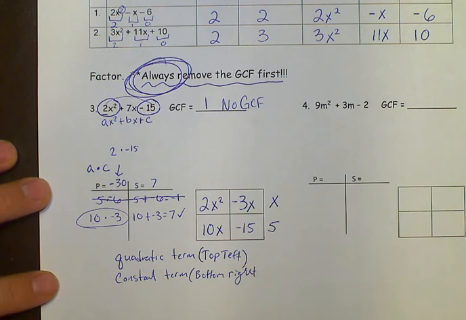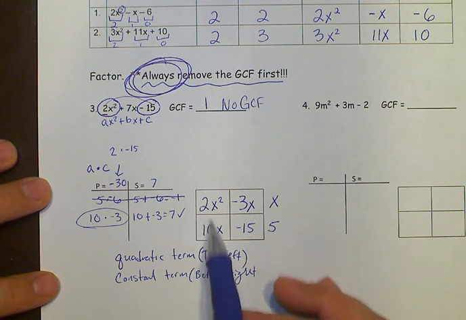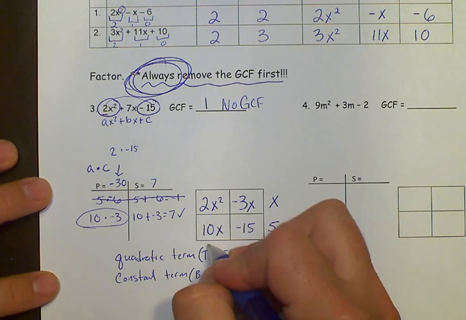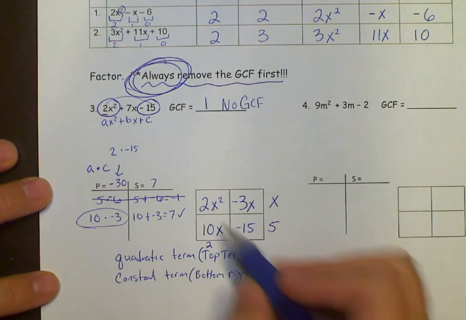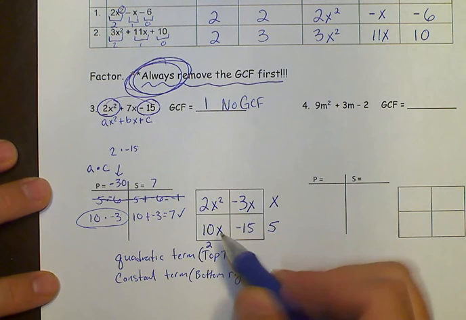All right, I'm going to go down here. 2 and 10, what's my GCF between 2 and 10? I know I can take out a 2, and x squared and x, what can I take out of those? I can take out an x.